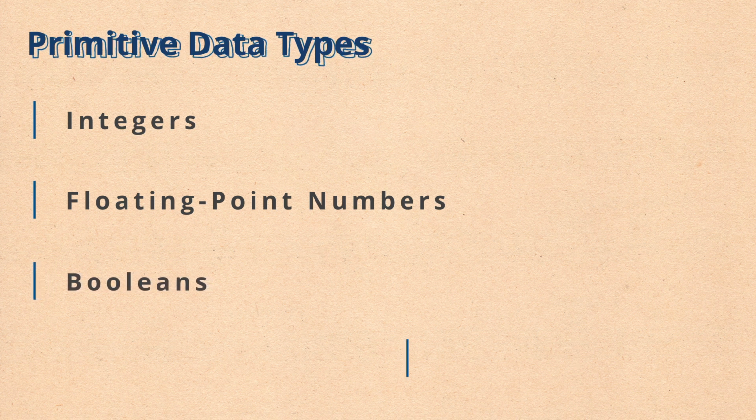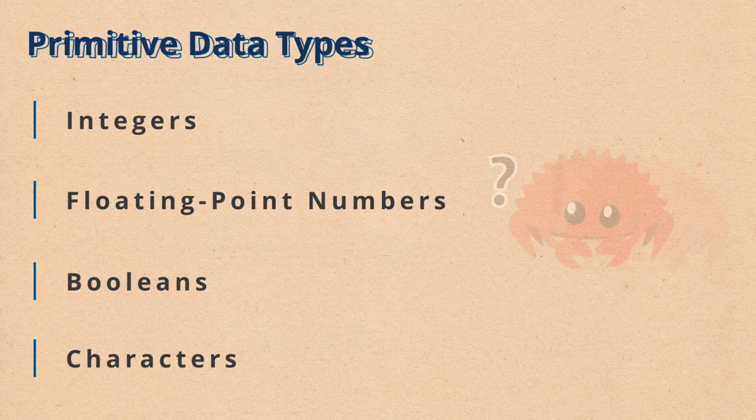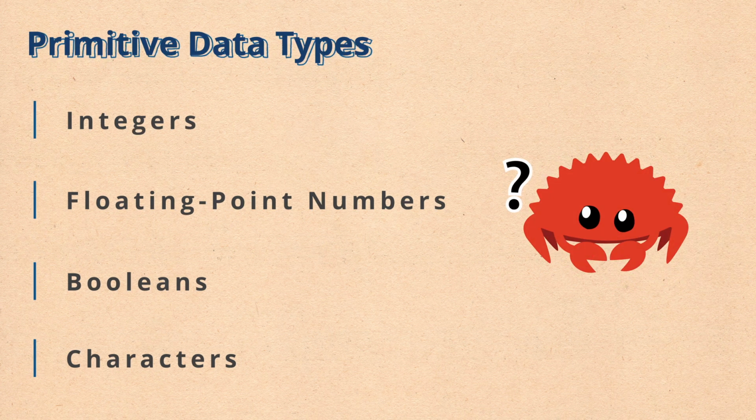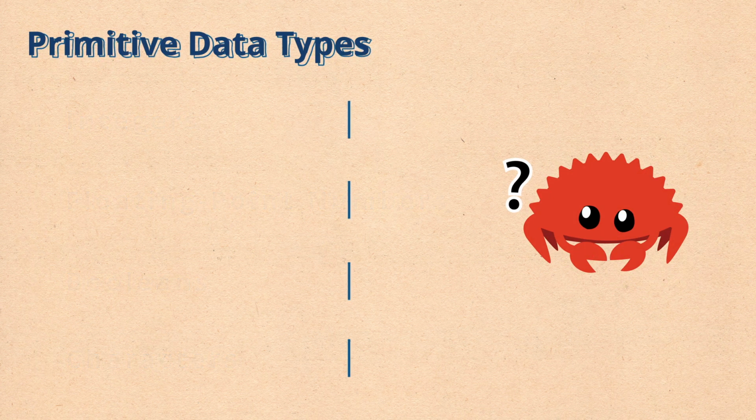Today we're diving into Rust's primitive data types: integers, floating point numbers, Booleans, and characters. By the end of this video, you'll not only understand these types, but also why Rust is so strict about them. So buckle up, and let's get started.